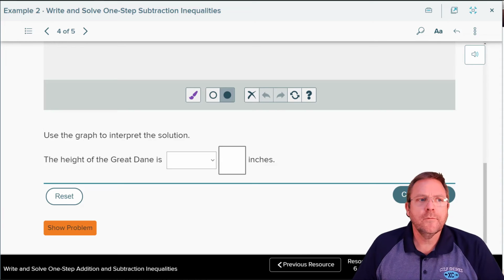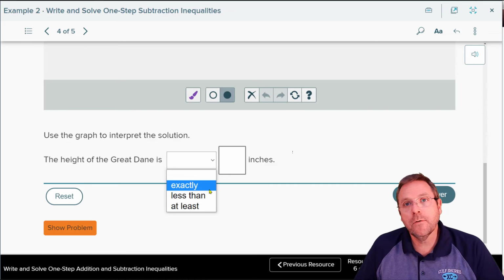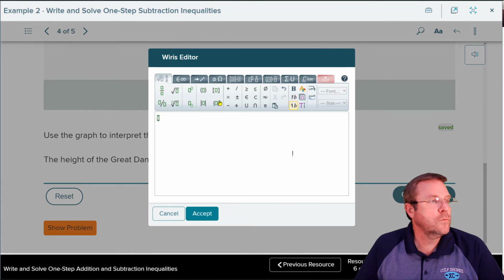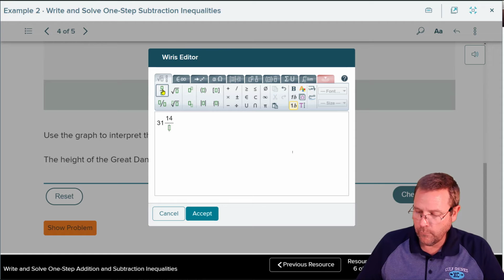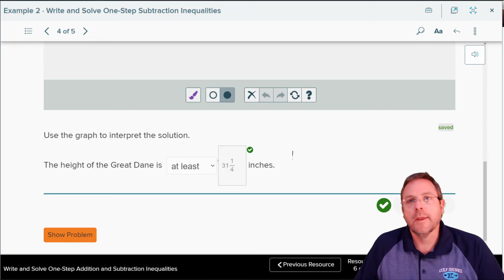Finally, we need to answer the very last question here. The height of the Great Dane is going to be at least, exactly, or less than. It's going to be at least, and the answer was 31. Whoops, I said 31 and 1/4. Boy, I'm really screwing up my typing here. Inches. And there you have your answer.